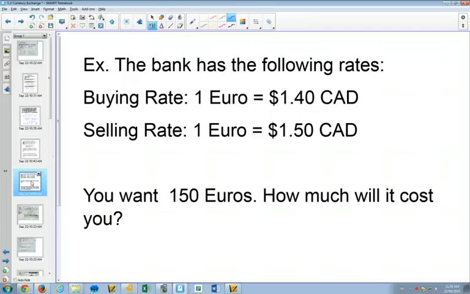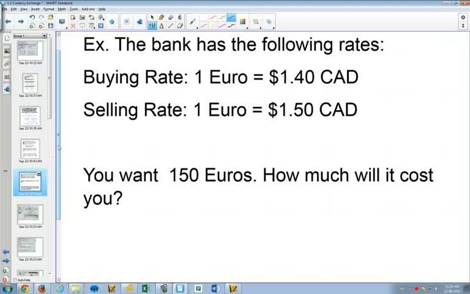So if you want to buy 150 euros, which one are you going to look at? Buying rate or selling rate? The selling rate. It's always the opposite, because it's the bank's. You want to buy euros, so then the bank is selling. And they'll sell you €1 for $1.50.